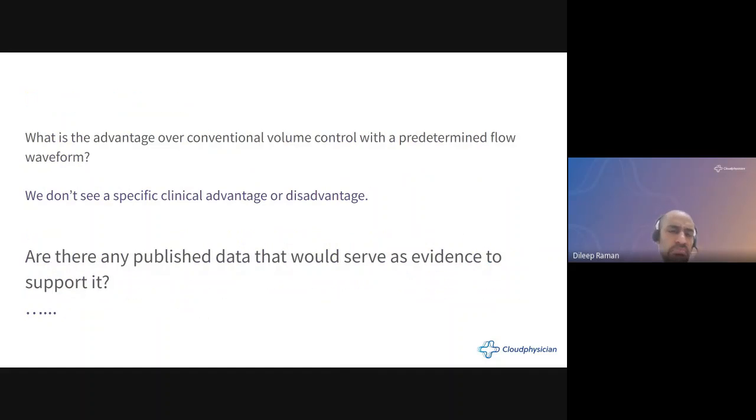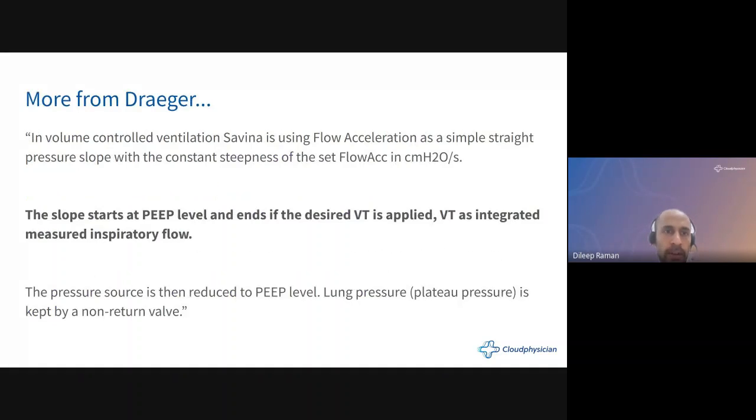What's the advantage? They say that there is no clinical advantage or disadvantage from their viewpoint, and definitely no published data. There was no response to that comment. And what they're saying is that in volume control, Savina is using this term that they coined called flow acceleration, which is again in centimeters of water per second or millibar per second. So the slope starts at the PEEP level and ends if the desired VT is applied. So it's volume cycled, but if the TI is long, it becomes time cycled. The pressure source is then reduced to PEEP.